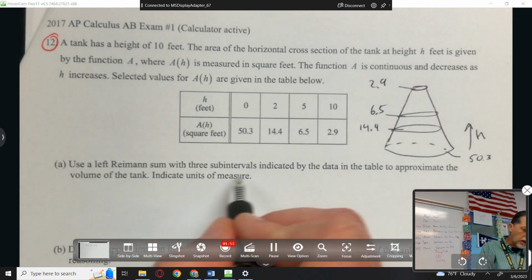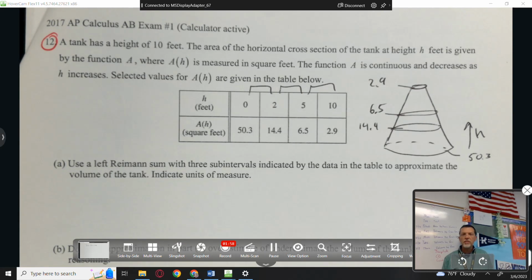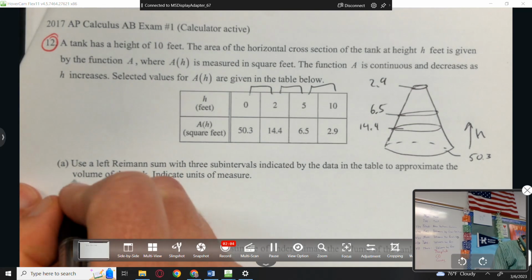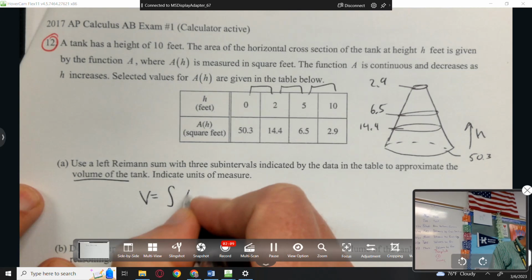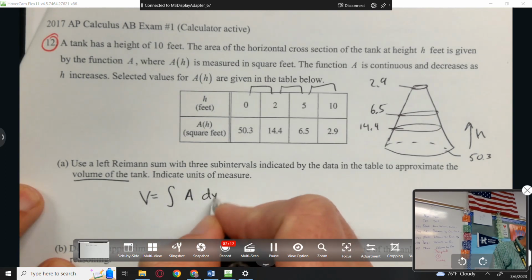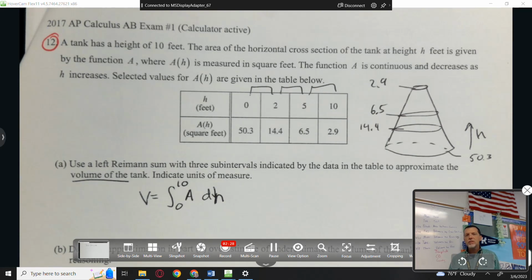Use a left Riemann sum with 3 subintervals. Okay, that makes sense because I've got 4 pieces of data, which makes 3 intervals, to approximate the volume of the tank. Well, volume, especially if we have cross sections, is adding up the cross sections dy. Actually, we could just call that dh from 0 to 10. But I don't have a function that I can plug in there. So I kind of have to do it by hand, and I have to approximate.